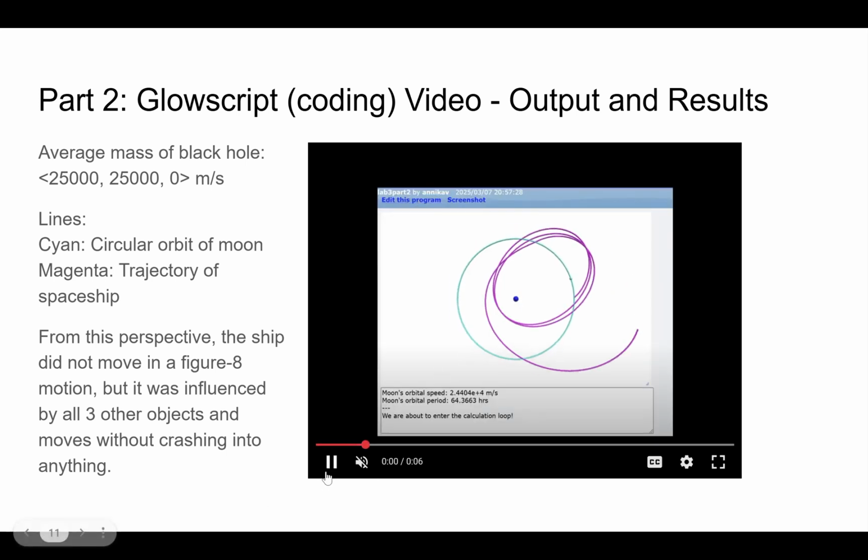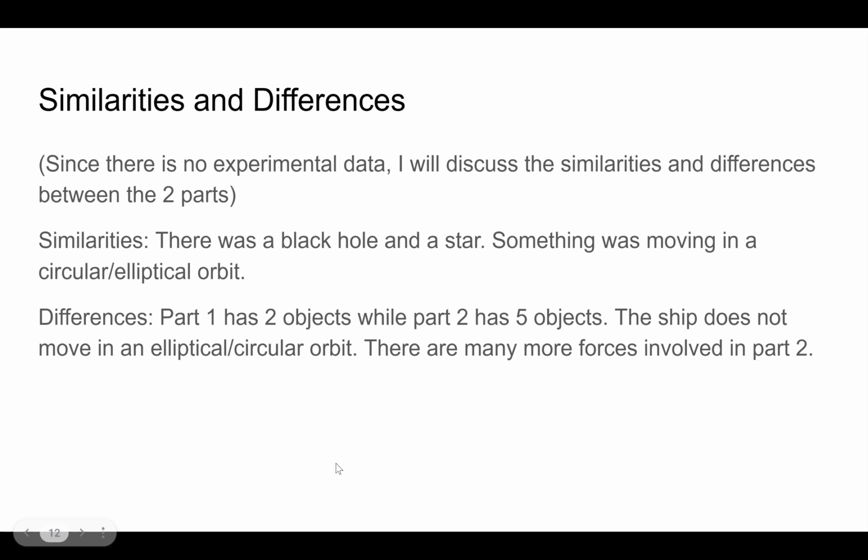So similarities and differences: there was a black hole and a star in both, and something was moving in a circular or elliptical orbit. Part 1 has 2 objects, while Part 2 has 5 objects. The ship, which is the system, does not move in an elliptical or circular orbit in Part 2. There are many more forces involved in Part 2 than in Part 1.